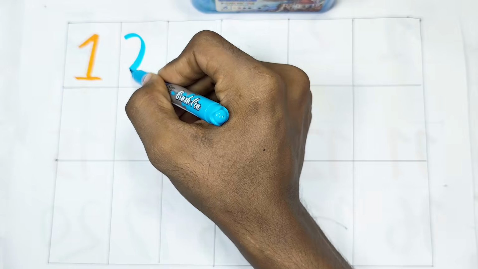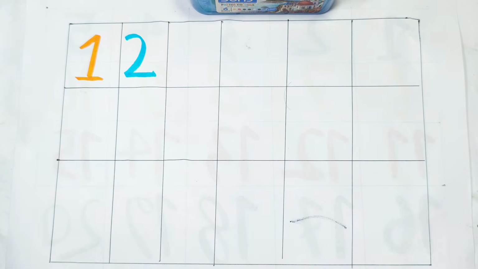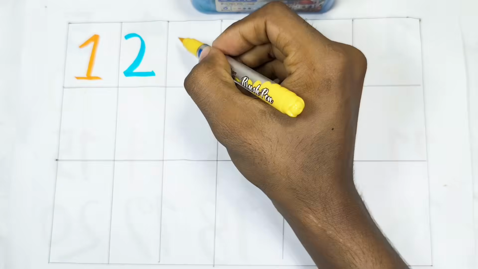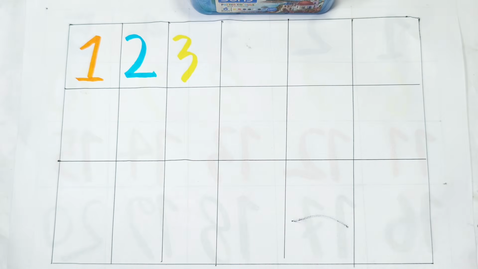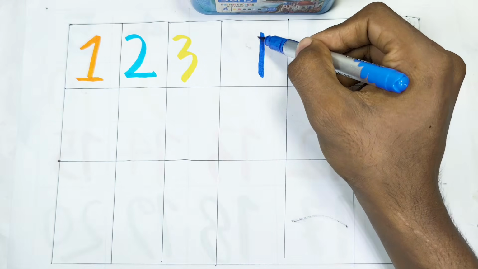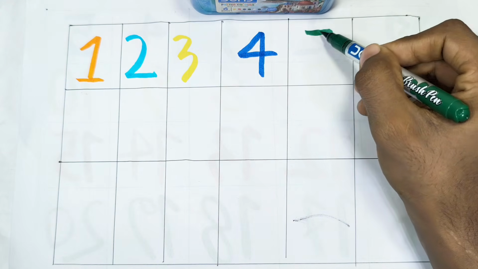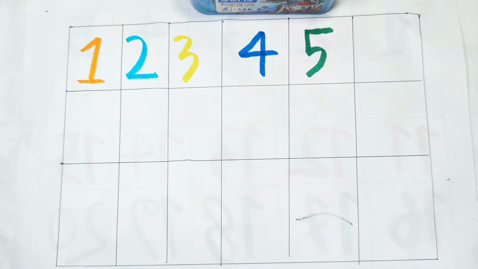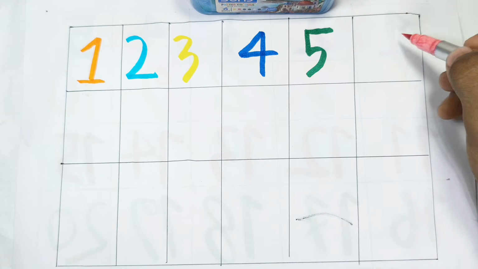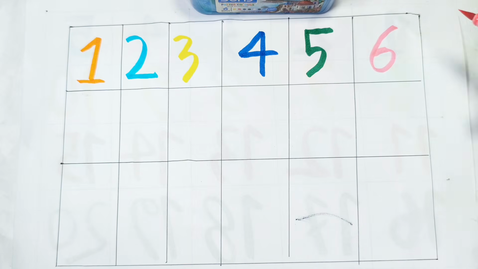1. O-N-E, 1. Kids, now you draw 2. 2. T-W-O, 2. Kids, now you draw 3. 3. T-H-R-E-E, 3. Kids, now you draw 4. 4. F-O-U-R, 4. Kids, now you draw 5. F-I-V-E, 5. Kids, now you draw 6.